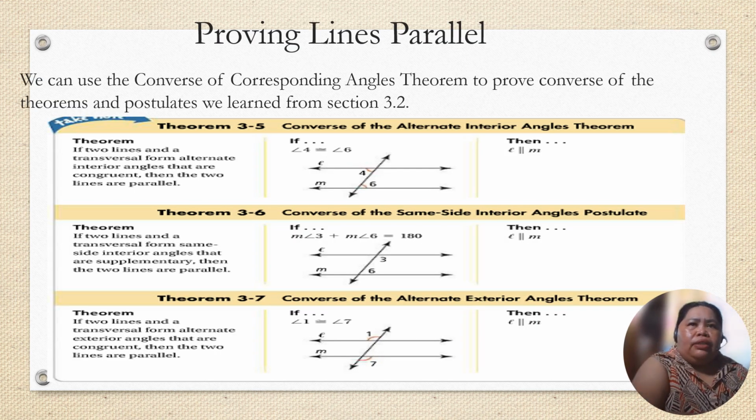So we have proving lines parallel. We can use the converse of the corresponding angles theorem to prove the converse of the theorems and postulates we have learned from the other section. Then we have Theorem 3.5: if two lines and a transversal form alternate interior angles that are congruent, then the two lines are parallel. So here, angle 4 is congruent to angle 6, then line M and line L are parallel.